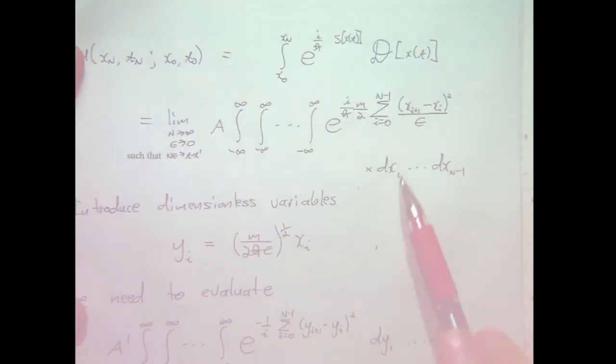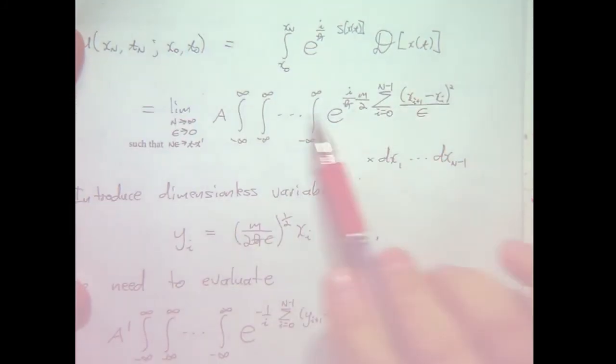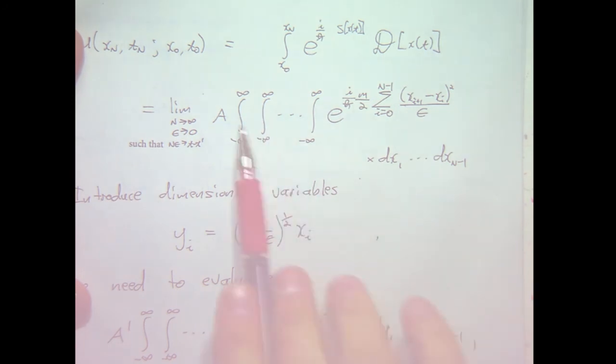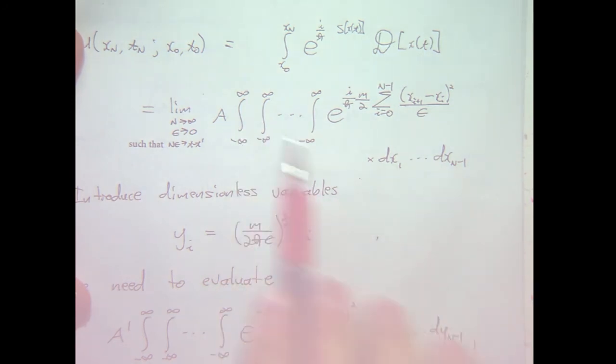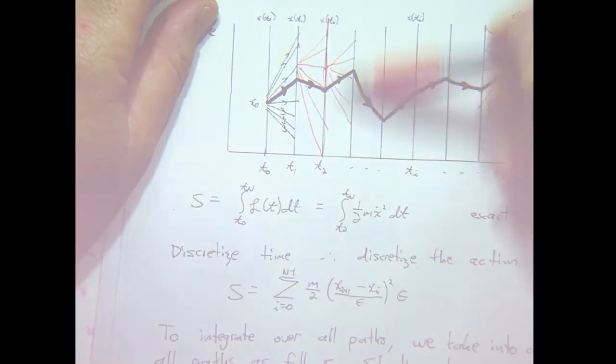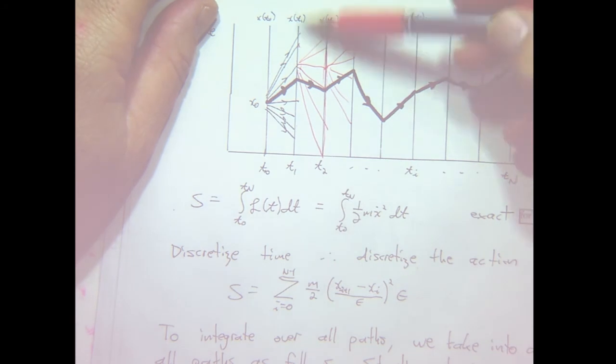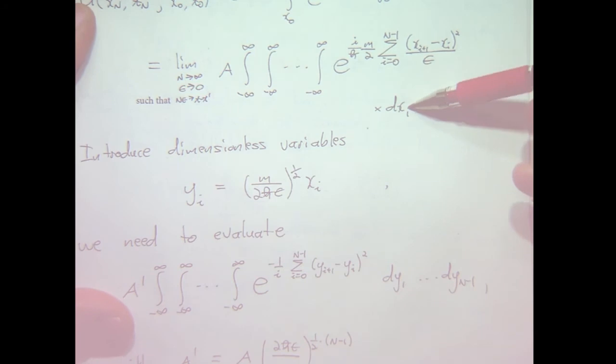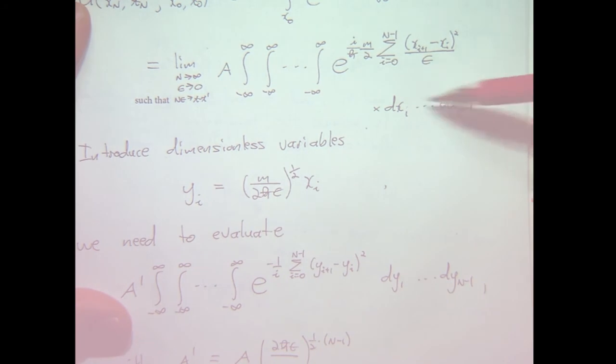And here, this is the discretized version. You have n minus one integrals, one for each of the time slices, so over dx1 up to dx n minus 1. So you have n minus 1 integrals here. N minus 1? Yes.